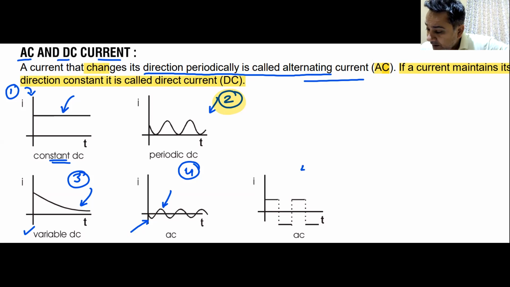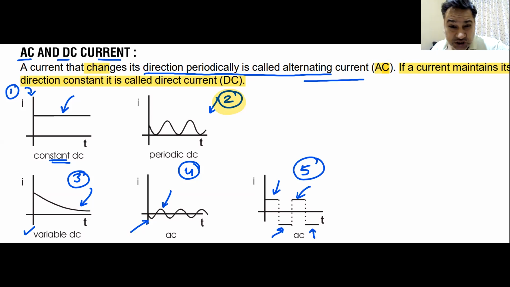In case number 5, also sometimes it is positive, then it is negative, then it is positive, then it is negative. Since it is changing its direction, which is given by positive and negative, this current or this voltage becomes AC, alternating current or alternating voltage. Do we understand this? Please draw the diagram.